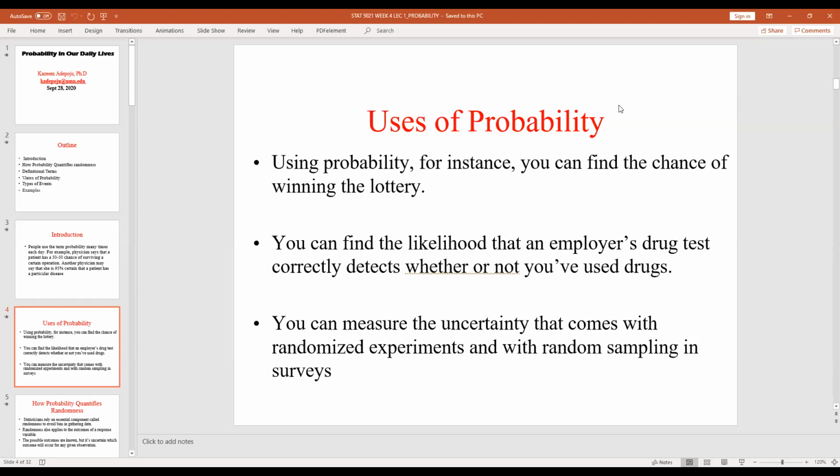So, the uses of probability. Using probability, you can determine the chance of winning the lottery. If anyone partakes in a lottery, what is the probability that you're actually going to win? If you are the only one that partakes in that lottery, of course, the probability is going to be one.